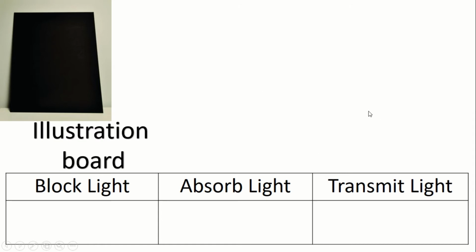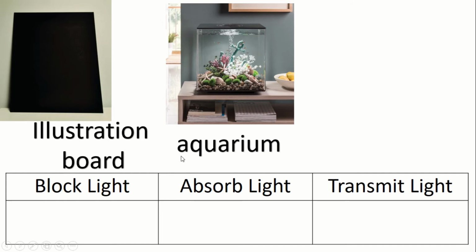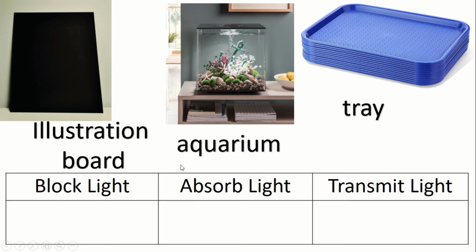So we have here another three materials. What you will do is to guess whether these materials block light, absorb light, or transmit light. The first material is illustration board. Then we have aquarium. And the third one is the tray. So you write your answer on your notebook. Which one here blocks light? Write your answer.